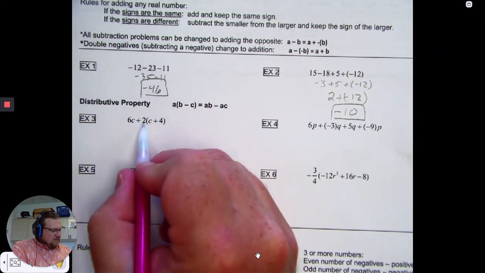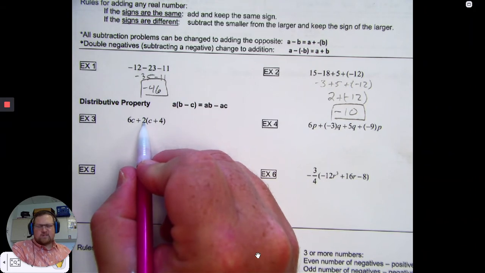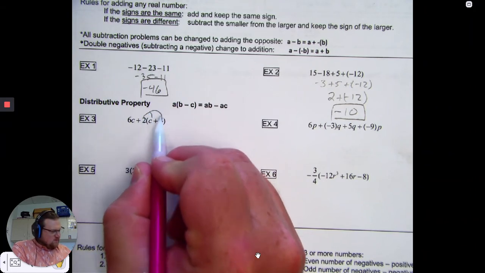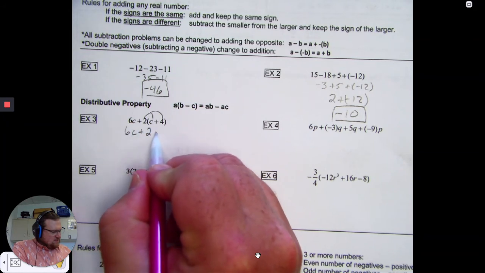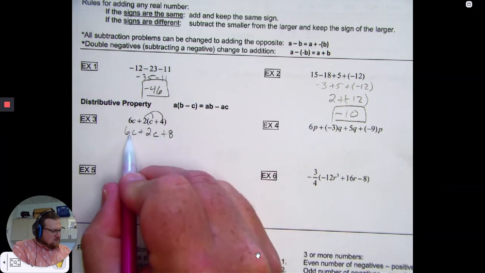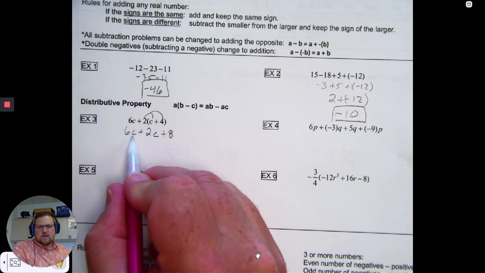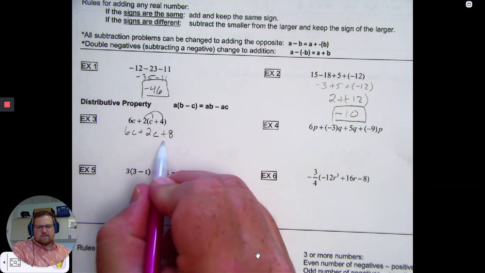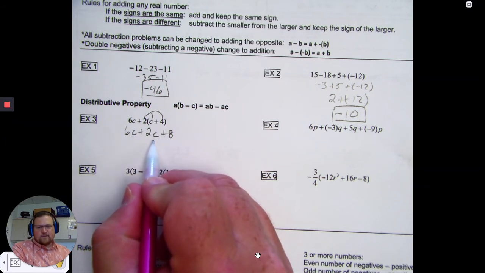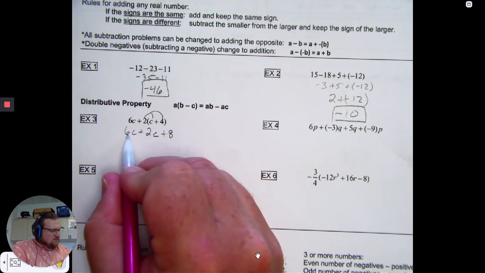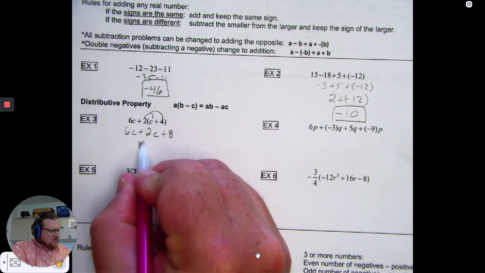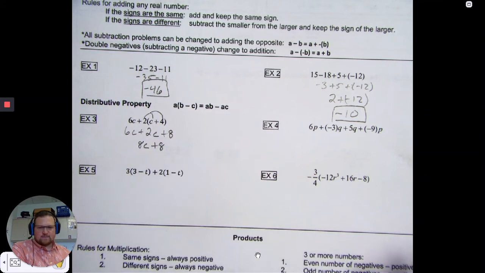For example 3 here, we have to remember to distribute this 2 before we do anything else. We have to deal with what's in parentheses. So that's 6c plus 2c plus 8. So now we have to combine like terms. Remember, we have a c here, we have a c here. They're the only variables, so we can combine them. Here, there are no c's, so we can't combine it. So 6c plus 2c gives me 8c plus 8.